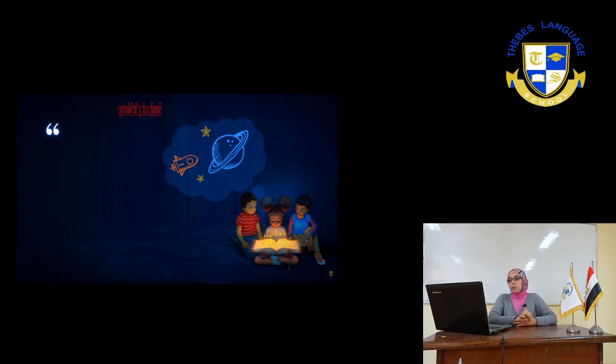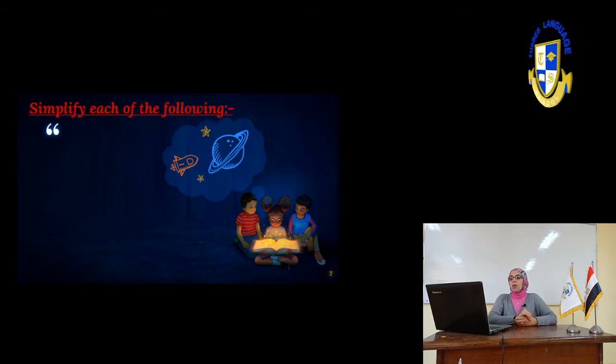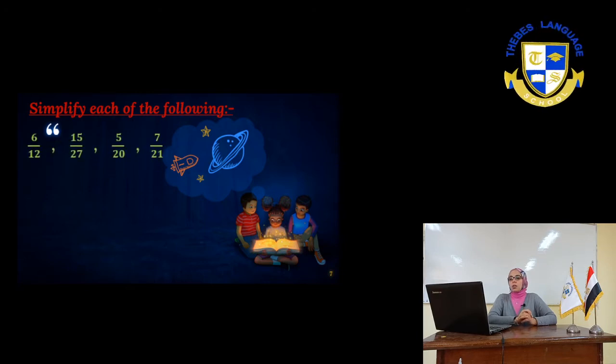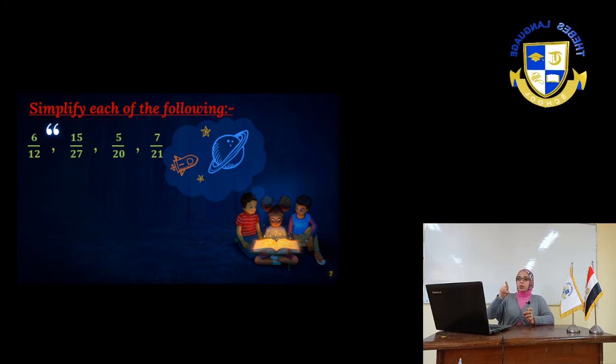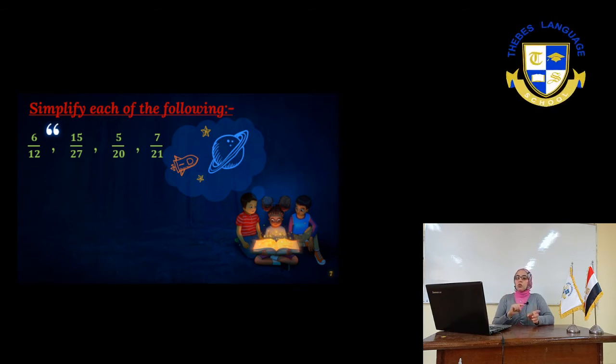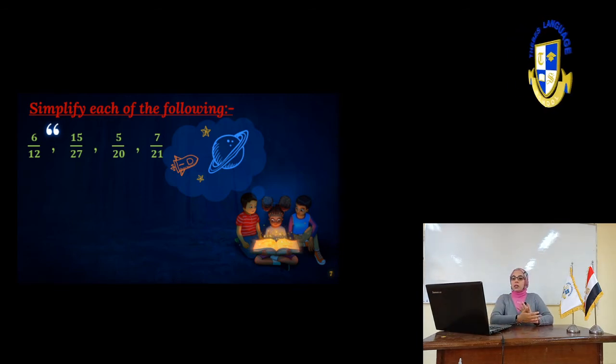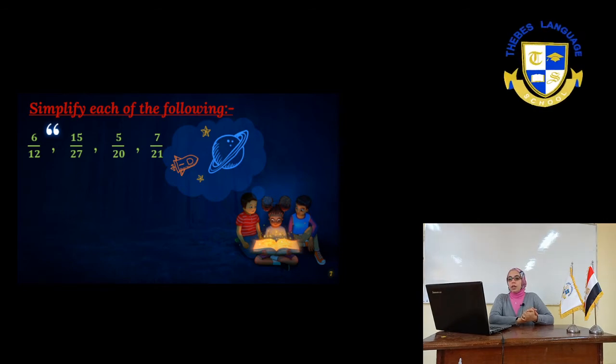Simplify each of the following. The first fraction, 6 over 12. How do we simplify 6 over 12? At first, get all the factors of 6. What are the factors of 6? Don't forget, draw the ball. 1 times 6, 2 times 3. That's all. Okay, now 12.